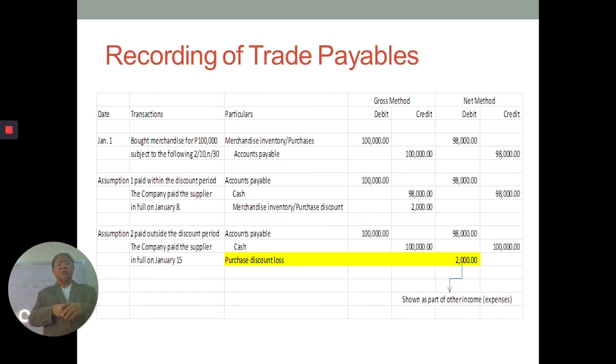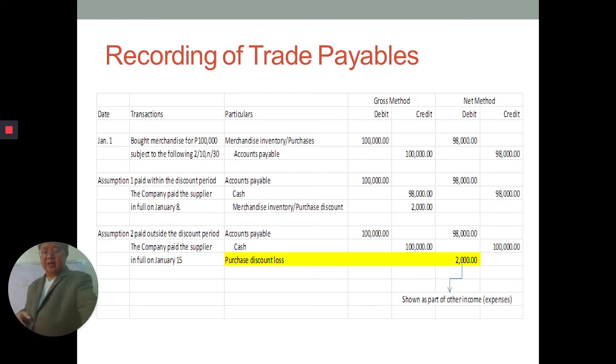It's a debit. So where do we show it? We will show it as part of other income or other expense. It's a management item to tell management that we were not able to avail of the discount. And as you know, prudent management would avail of any discounts available in order to lower the operating cost of the company. So that's the difference between recording of trade payables at gross and recording it at net.